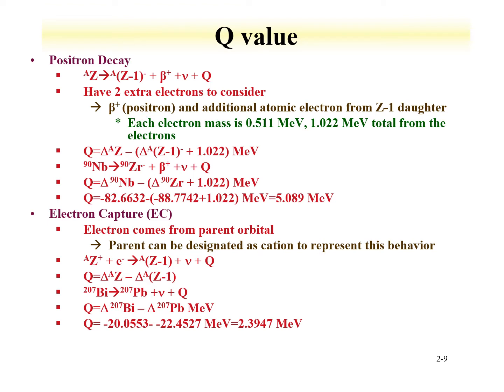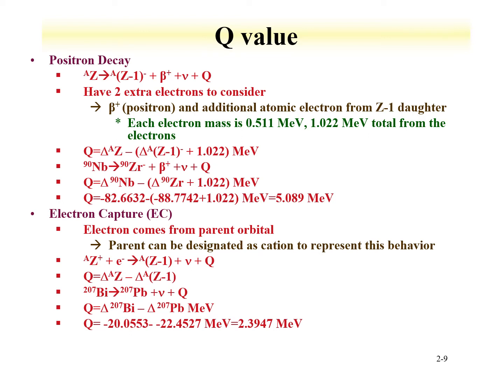The mass of each electron is 0.511 MeV. So we need to consider this term, 1.022 MeV total from the electrons. So we look at a Q value. It's equal to the mass of the parent minus the mass of the daughter, plus this 1.022 MeV, which accounts for the two extra electrons.